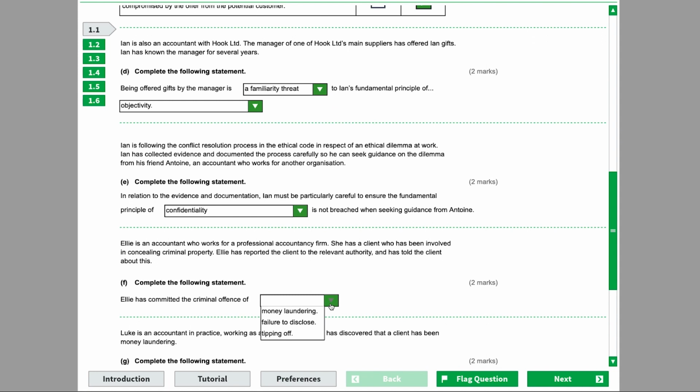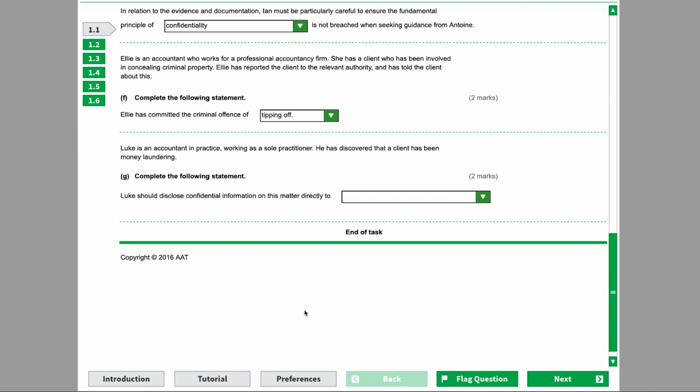Well, if she has reported this as a criminal offence and then actually let that client know about it, that would be classed as what's called tipping off. So what you're doing there is effectively informing the person who is at fault that you have reported them. And obviously at that point, they might do something to try and cover up what they've been doing wrong, such as destroying evidence or informing other people who are involved what they need to do. So that would be classed as tipping off.